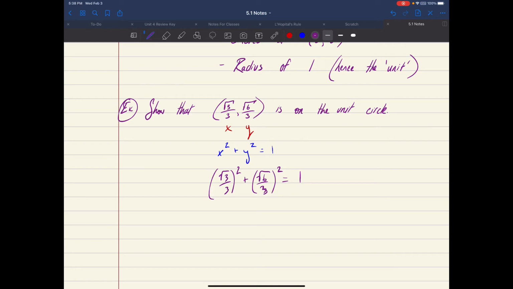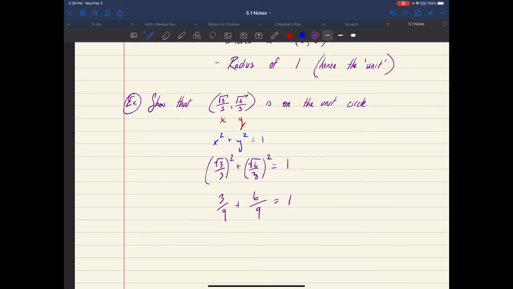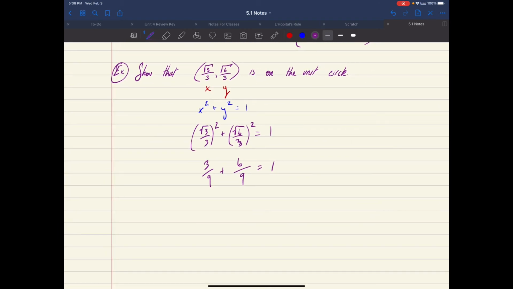Well, let's square these things. So root 3 squared is just 3. 3 squared is 9. Root 6 squared is just 6. And 3 squared is 9 again. So you can see it's obviously going to be 1. It's 3/9 plus 6/9, but you do have to show that that's 9 over 9 equals 1, and 1 equals 1. So this would verify that that point is on the unit circle.